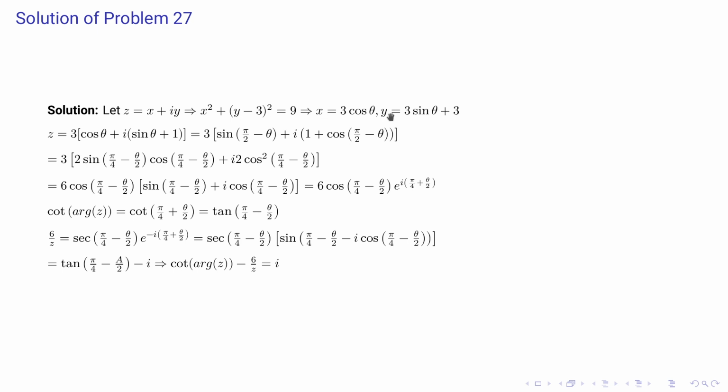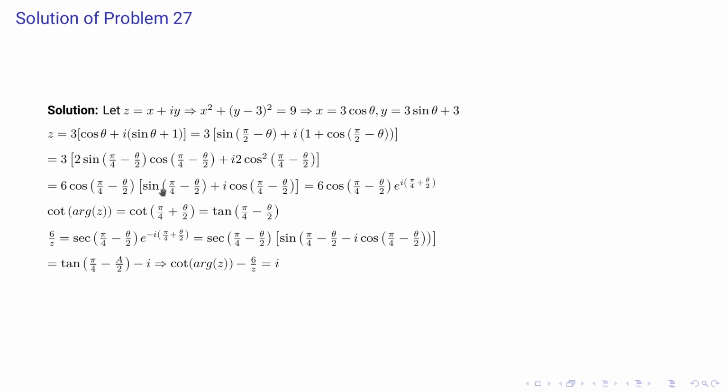Now once we have x and y, we can write z is equal to 3 into (cos theta plus i sin theta) plus 1. Now cos theta can be written as sin(pi by 2 minus theta), and sin theta can be written as cos(pi by 2 minus theta). Now we know that sin 2 theta is equal to 2 sin theta cos theta. That means it will become 2 sin(pi by 4 minus theta by 2) cos(pi by 4 minus theta by 2). 1 plus cos 2 theta is equal to 2 cos square theta. So this becomes 2 cos square(pi by 4 minus theta by 2). We take out 2 cos(pi by 4 minus theta by 2). It becomes 6 cos(pi by 4 minus theta by 2).